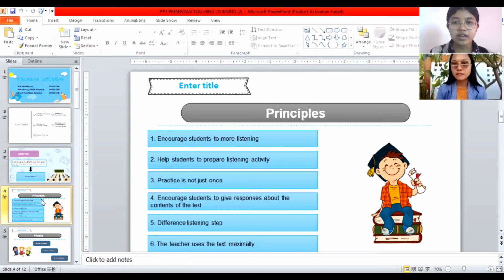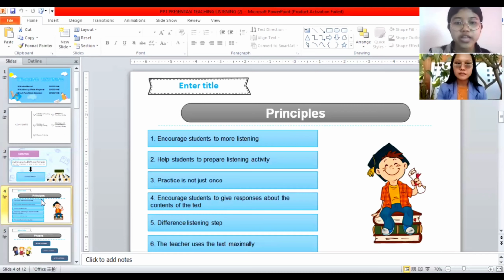The second one is to help students prepare for the listening activity. On this principle, the teacher will help students in preparing for listening activity, for example, listening to the questions first before students listen to the audio, so that students can predict what the speaker will say in the audio given by the teacher. And then the third one is that practice is not just once. When we want to practice listening skill, we need to practice listening a lot so that you are more accustomed and more flexible in listening to foreign languages.